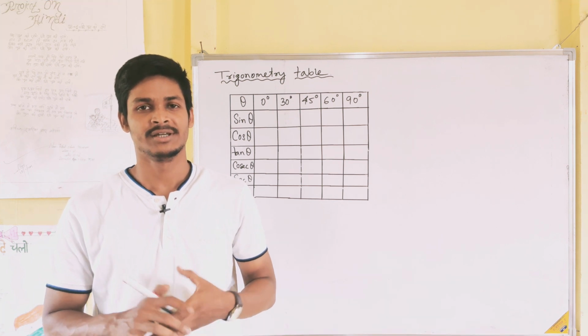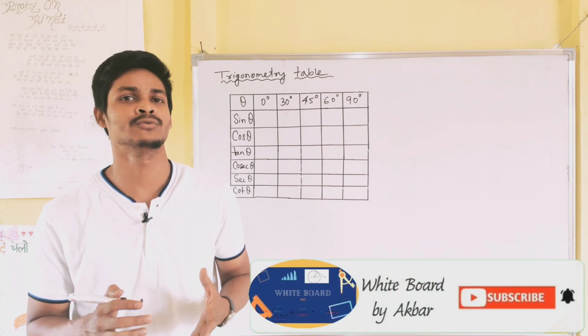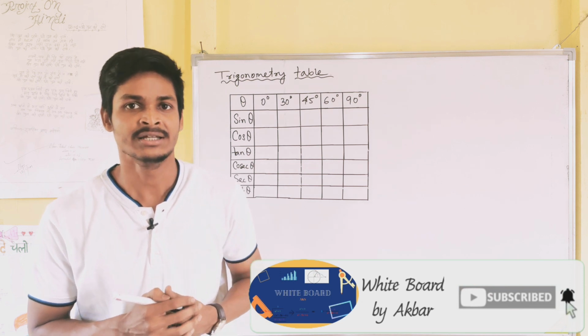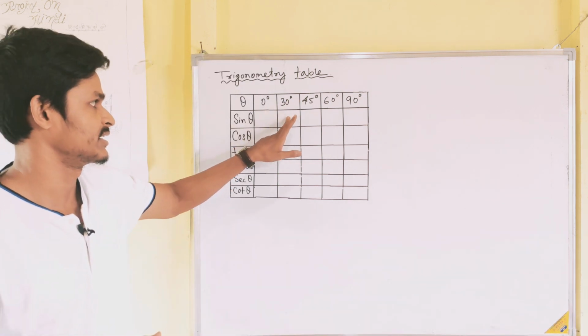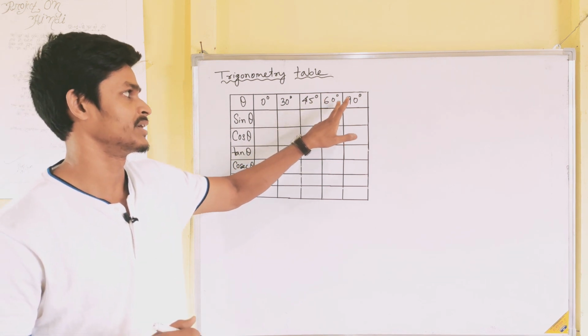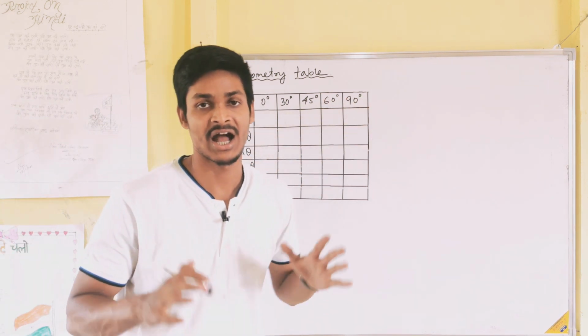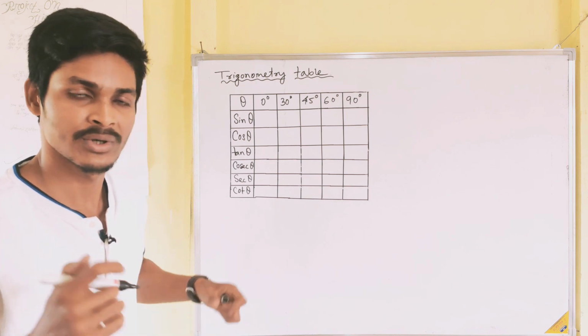Hello students, in this video I will show you how to form a trigonometric table. That will help you to remember what sin 30 degrees is equal to, 45 degrees, 60 degrees, 90 degrees. How will you make this table? I will show you in this video.